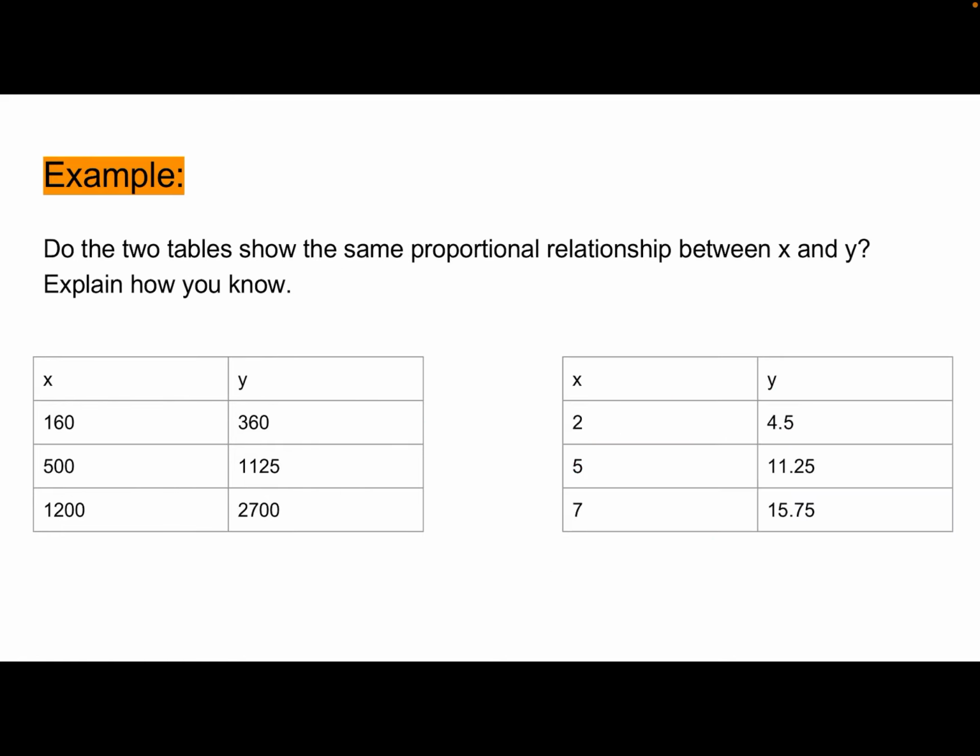All right, here's another example for us. Do the two tables show the same proportional relationships between x and y? Well, let's find out. We want to find x over y, so we're going to divide all of our x values by all of our y values. First off, we have 160 over 360, which gives us 0.4 repeating. Next we have 500 divided by 1125, which gives us 0.4 repeating.